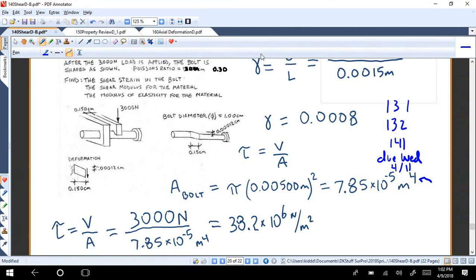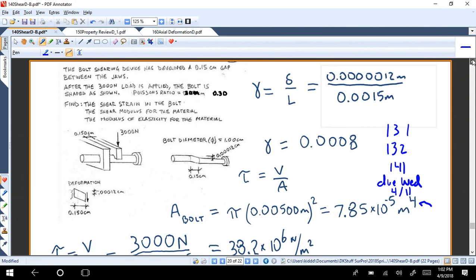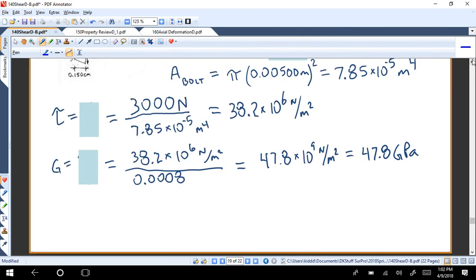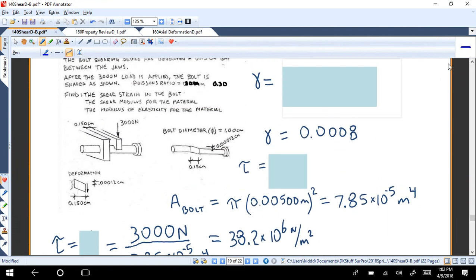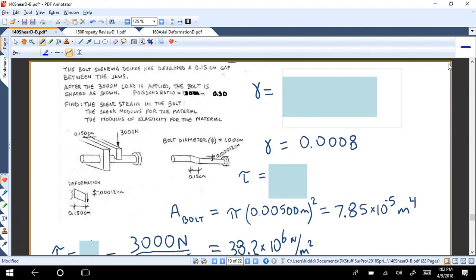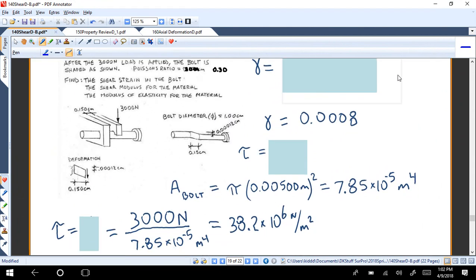All right, let's keep going with shear here. What we did there first on this one, this was on Friday when we were finishing up, was we found the shear strain. What we got here is a bolt shearing device that's got a bit too much slack between the two sides of it. So it's got 0.15 centimeters there of a gap.